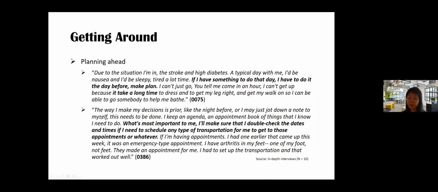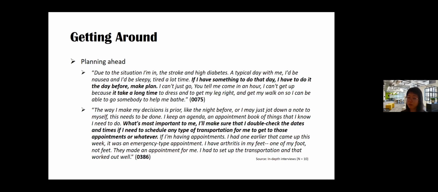So next, I want to report some preliminary results from our interviews. We have 10 in-depth interviews so far, and we're already seeing some interesting patterns. Our target number of interviews would be 25 to 30.